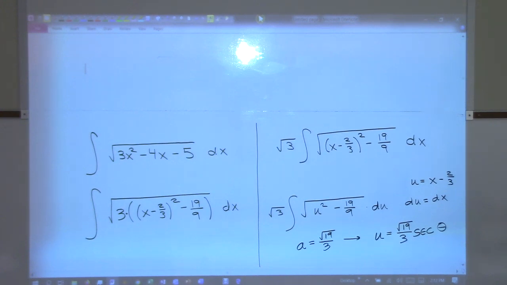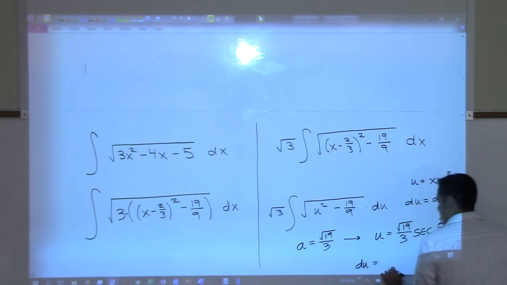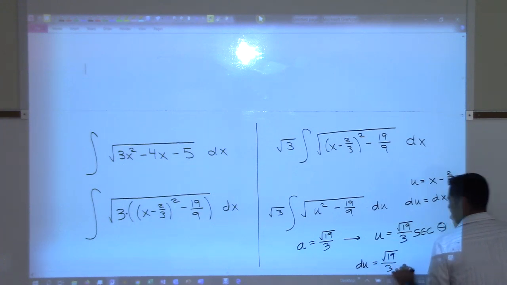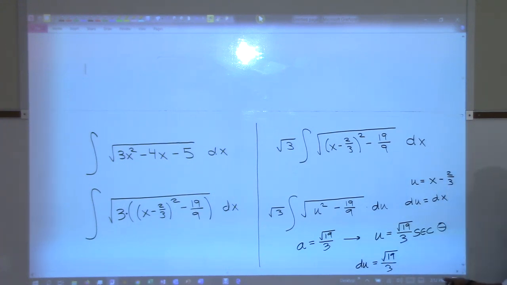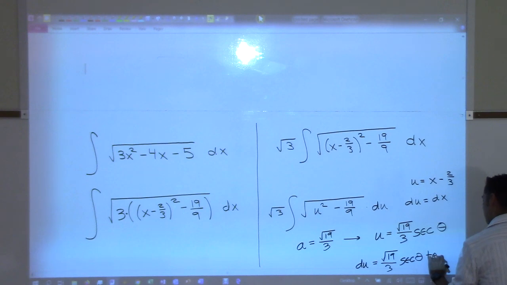All right. What now? Then we find the derivative of this. So what is a derivative of this? This would be on your formula sheet, wouldn't it? It would be a secant theta tangent theta, but you know that by just taking the derivative. A secant theta tangent theta d theta.